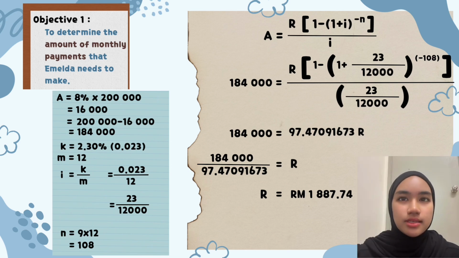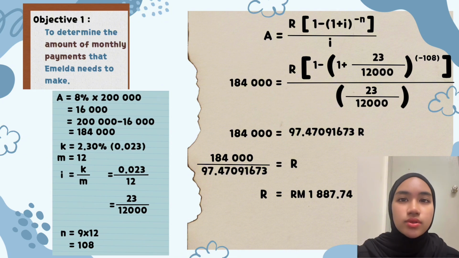So the formula is A equals R bracket 1 minus bracket 1 plus I bracket to the power of negative N bracket divided by I. A is 184,000, which equals R bracket 1 minus bracket 1 plus 23 divided by 12,000 bracket to the power of negative 108 bracket divided by bracket 23 over 12,000 bracket.